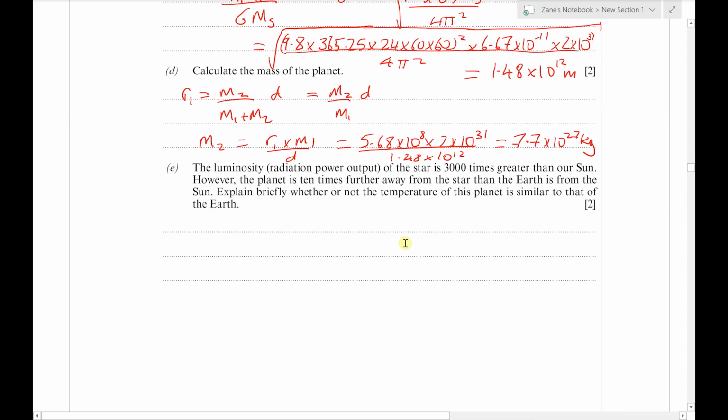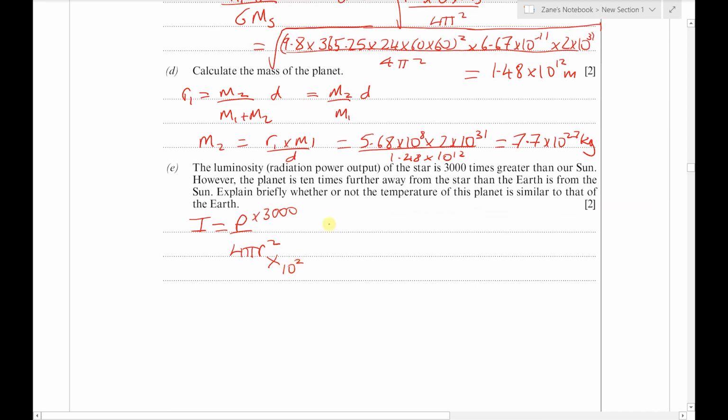The last part of the question goes back to AS physics with the radiation from stars work. It tells us the luminosity, or the radiation power output of this star, is 3,000 times greater than our Sun. However, the planet is 10 times further away from the star than the Earth is from our Sun. We've got to explain briefly whether or not the temperature of this planet is similar to the Earth. The intensity formula from AS was one that you had to learn, I equals P over 4 pi r squared. If we look at the two factors here, we've multiplied the power by 3,000 and we've multiplied the radius by 10, so we've got a 10 squared factor here.